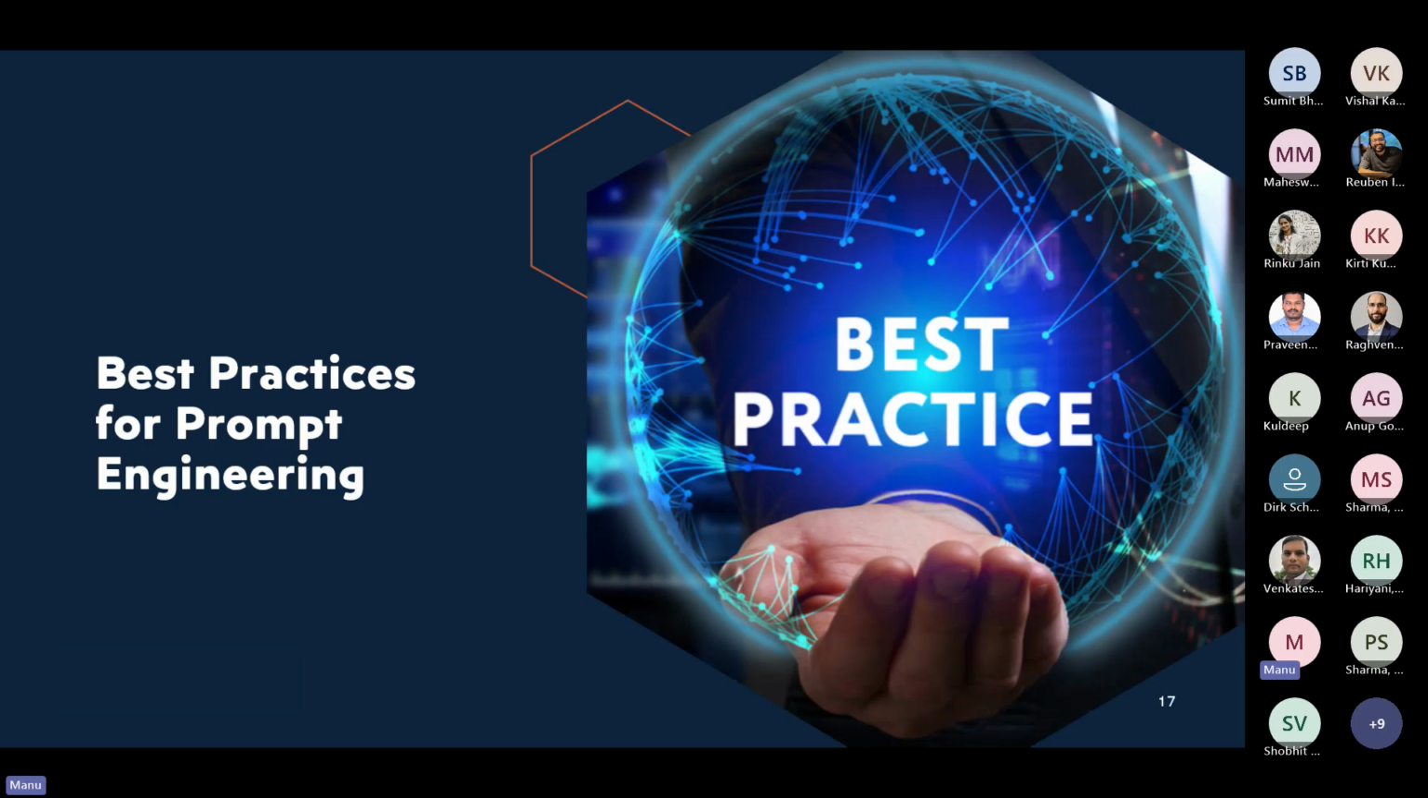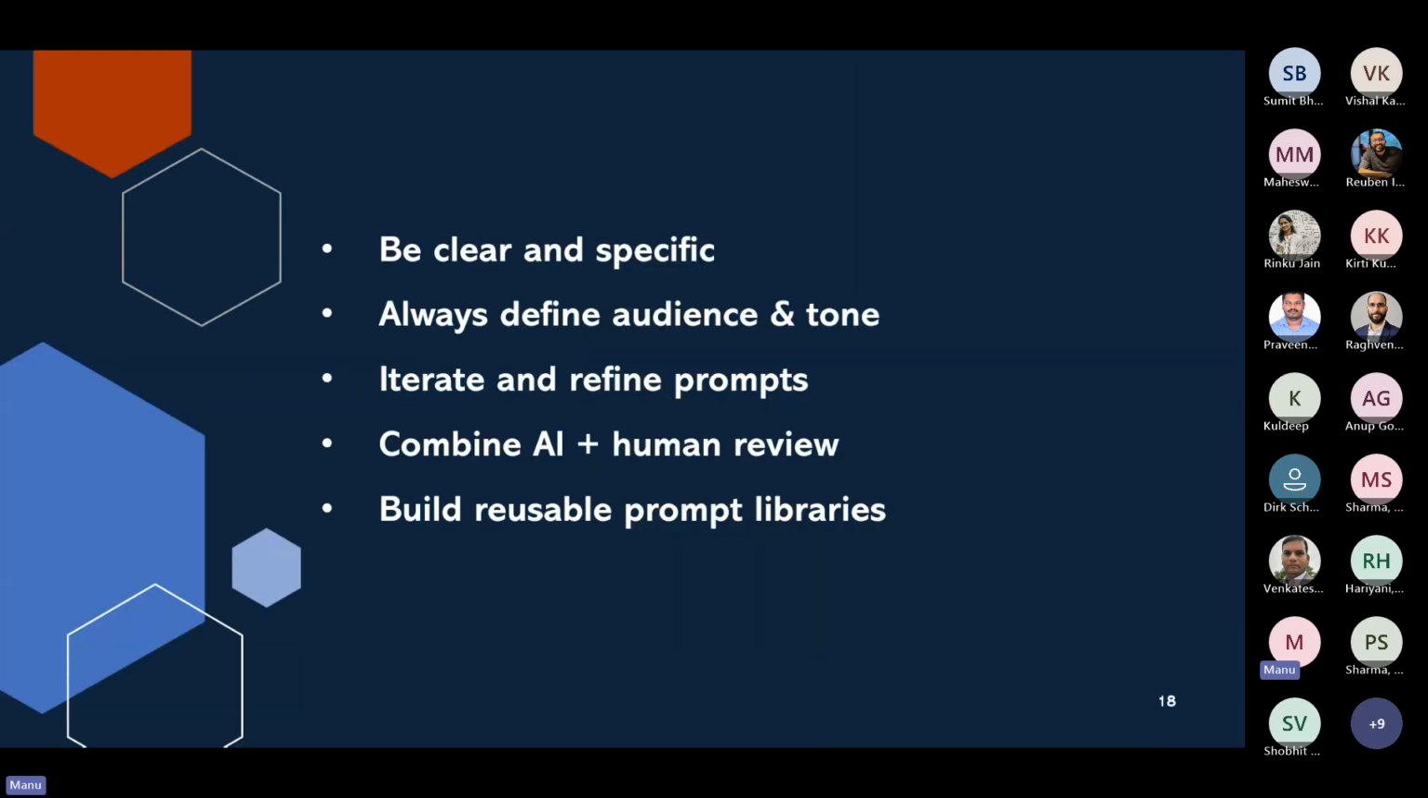So, demo I've already shown you. Best practices here: be clear and specific, define audience and tone, iterate and refine prompts, and combine AI with human review, because I said definitely that it requires a review. Build a reusable prompt library. That's something which is still missing. You can't save your prompt in Sitecore, but you can see it in the history. Sitecore might be working towards saving prompts as well.